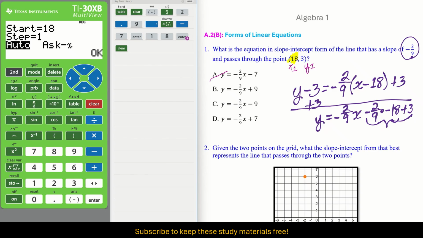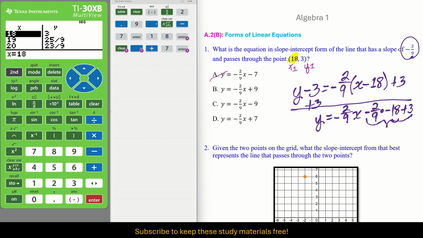Now go clear, clear again, and I'm going to go with option D, +7. Enter. We start at 18, enter, enter, until we get our table. And that looks like it's correct. I just did that on happenstance because I already had 7 typed in. Now you could check +9 and -9 to verify that D is correct.